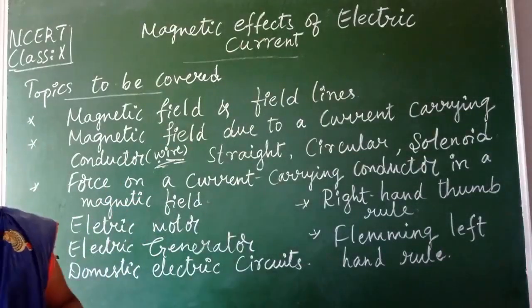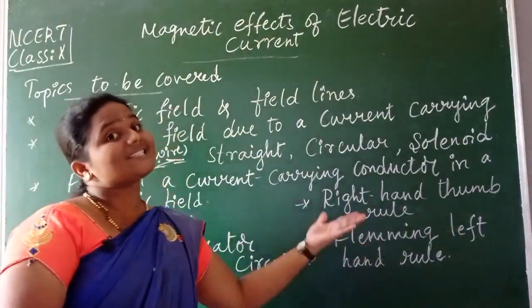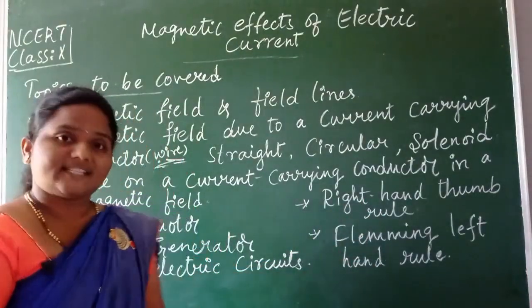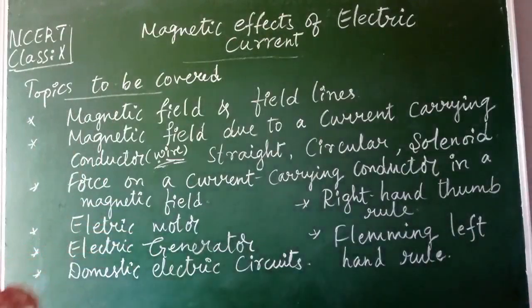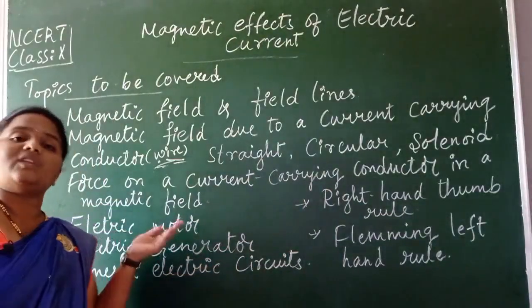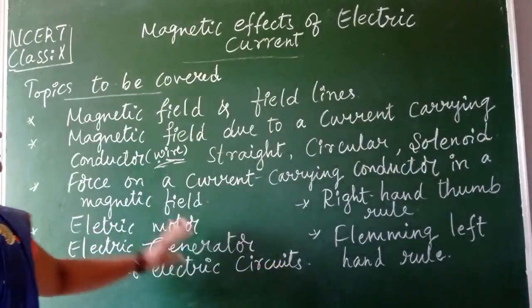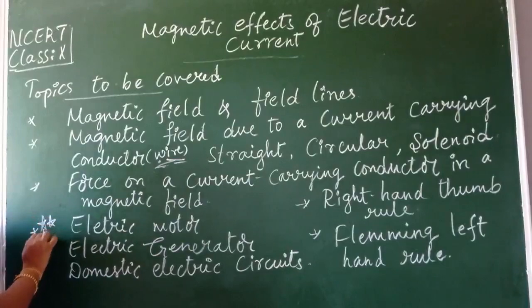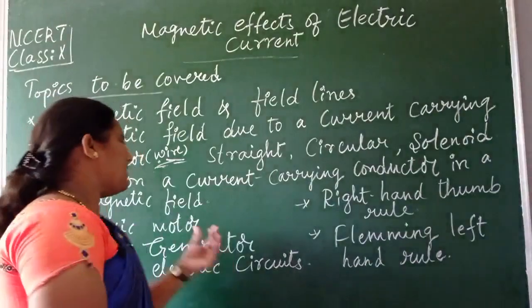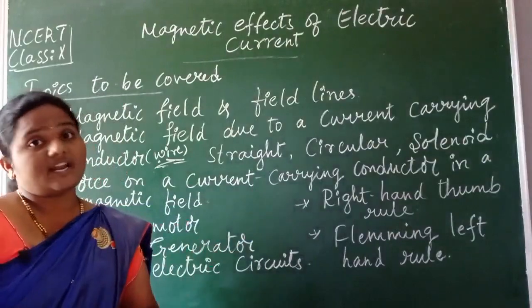And also important rules, children, that is the right hand thumb rule, Fleming's left hand rule, Fleming's right hand rule, we are going to study. And very important, electric motor and electric generator we are studying. And after that, the last topic, domestic electric circuits we are going to study, children. These are very important, children. You can take the motor and the generator as very important topics, children. You have to get thorough with these two topics. Is it clear, children? What are the things we are going to study under this chapter?